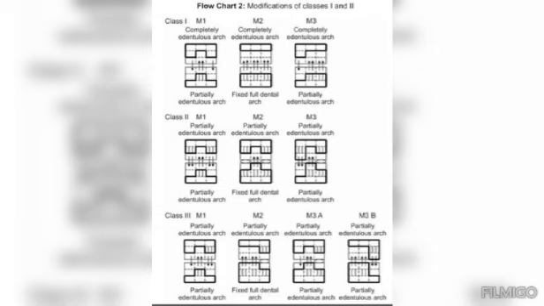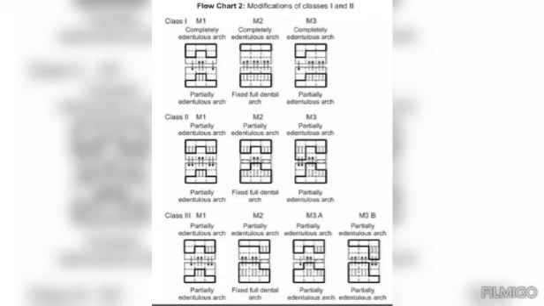Next, moving on to class 3. In the maxilla there is a partially edentulous maxilla with teeth present in the posterior region only. Here there are 4 modifications in the mandible. The first one is a partially edentulous mandible with anterior teeth present only.